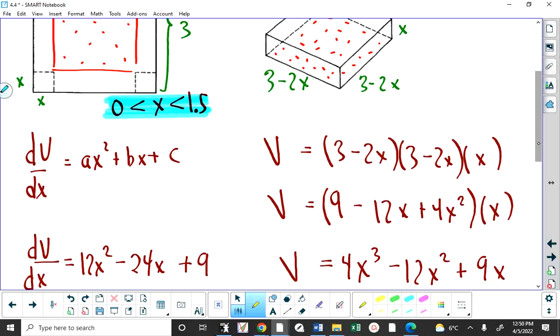3 minus 2 times a half is 2. 2 times a half is 1. 3 minus 1 is 2. So I get 2 times a half, which is 2. So 2 cubic meters is the maximum volume.